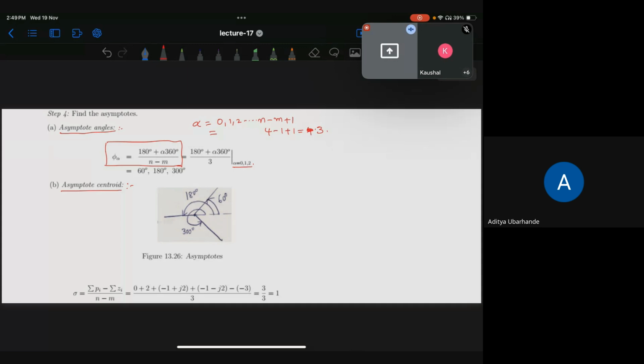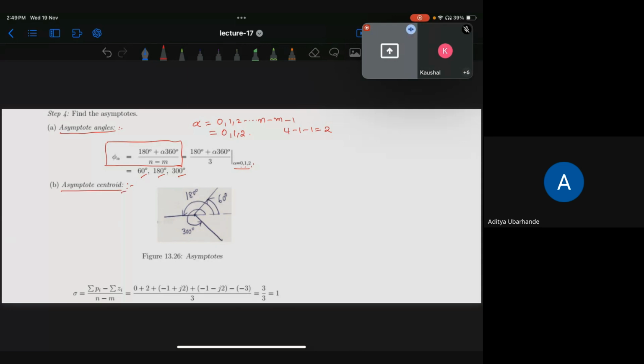So alpha varies up to n minus m minus 1, that is 4 minus 1 minus 1, which is 2. So alpha is 0, 1, 2, that is the maximum. If you calculate these angles by substituting alpha equal to 0, 1, 2, you'll get 60, 180 and 300.